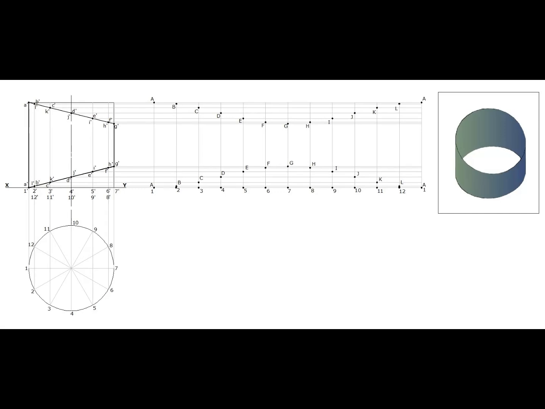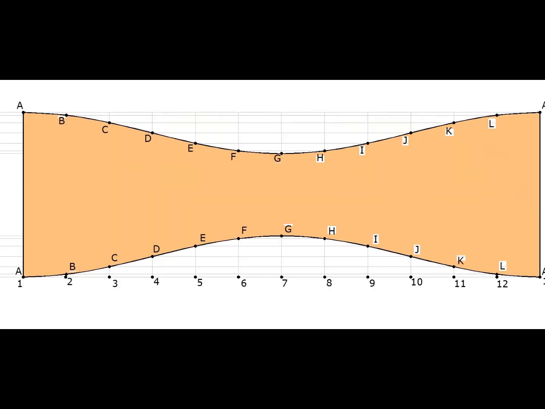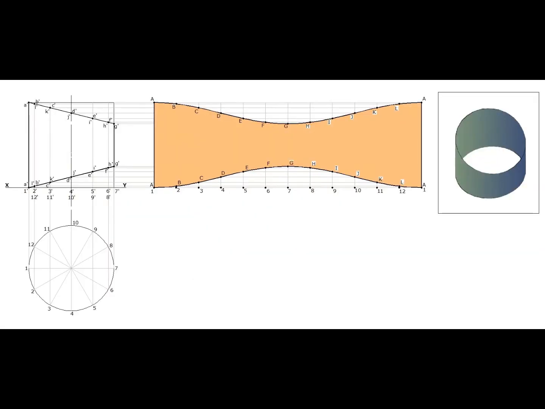Now, join these points with a smooth curve. For the second cutting plane also. Darken only the lines at the extreme left-hand end and right-hand end. No other line should be darker, because a cylinder does not have any longer edges. There we go, here is the development of a truncated cylinder.